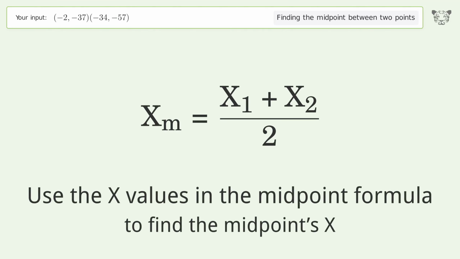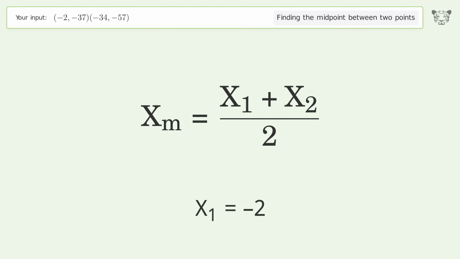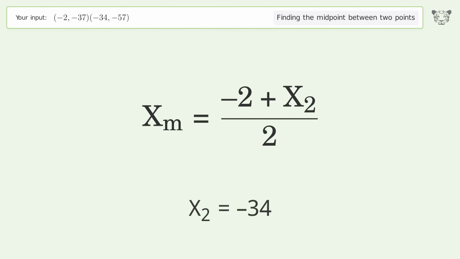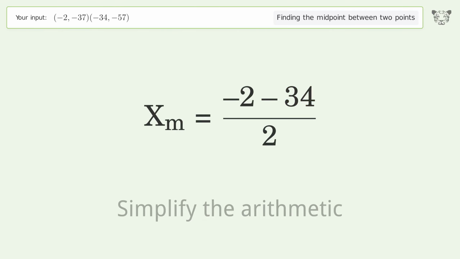Use the x values in the midpoint formula to find the midpoint's x. x1 equals -2. x2 equals -34. Simplify the arithmetic.